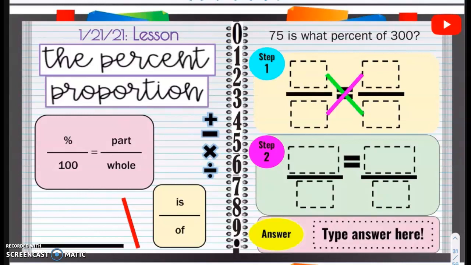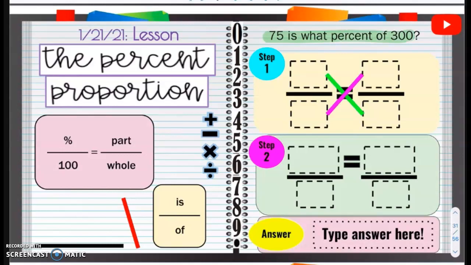January 21st, 2021 lesson. We're going to still continue with the percent proportion. So remember, we have that percent out of 100 equals the part out of the whole, or you can look at it as is over of. All right, first one, 75 is what percent of 300?